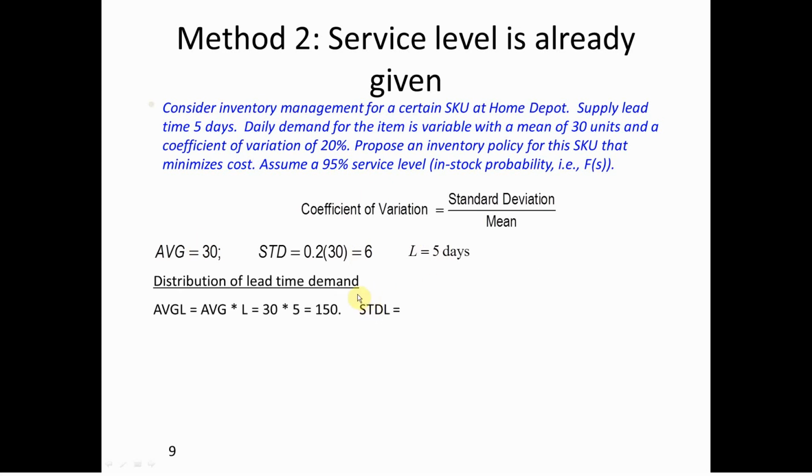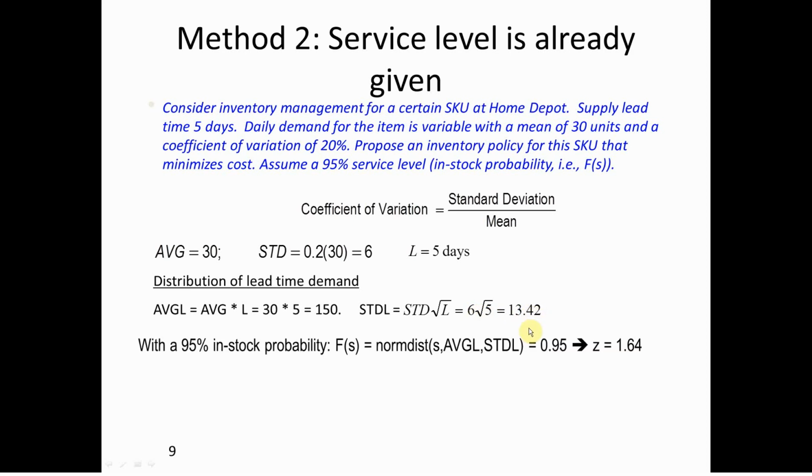So the average over the lead time is just going to be the sum of the average demand over that lead time. That's 5 days, so it's just 30 times 5, so 150 is what we expect over the 5 days. And the standard deviation is a little trickier. Take the standard deviation, which is 6 per day, times the square root of the lead time, which is 5 days. 6 times the square root of 5 is about 13.42.